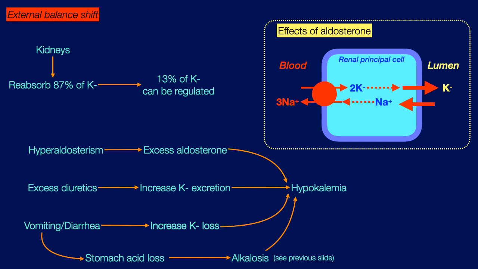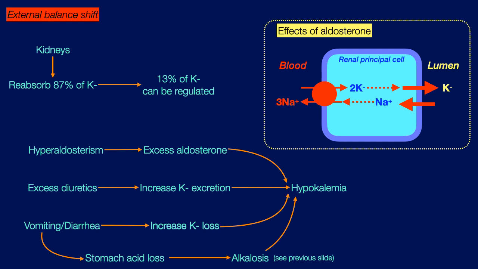Aldosterone increases the number of sodium channels on the lumen side, in the drawing on the right, and the sodium-potassium pumps on the basolateral side of the principal cells of the kidney, which is represented on the left side. This allows the sodium to move from the tubule into the cell and then get pumped into the blood by the sodium-potassium pump.